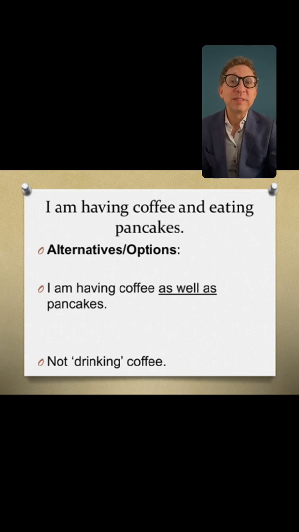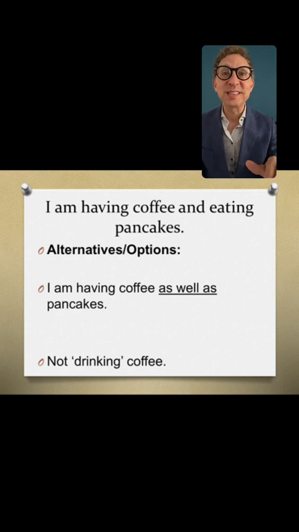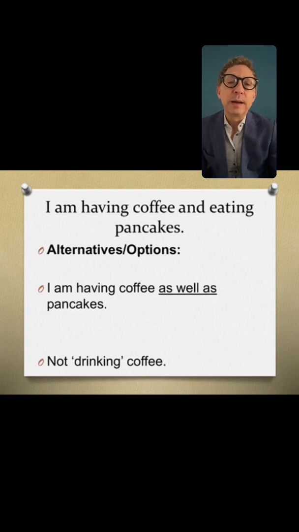Next, the alternative is to use as well as. I'm having coffee as well as pancakes. Now, we use as well as to emphasize what comes next. So if we want to emphasize the fact that we're also eating pancakes, we can use as well as here. I'm having coffee as well as pancakes. That sort of draws our attention to the fact that we're eating pancakes and not just having coffee.